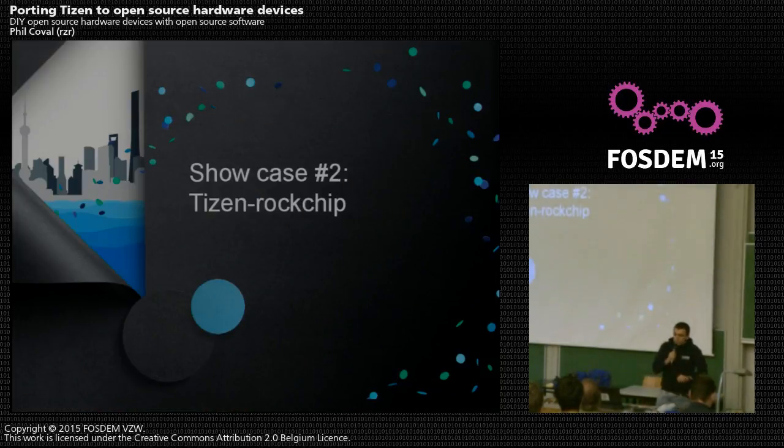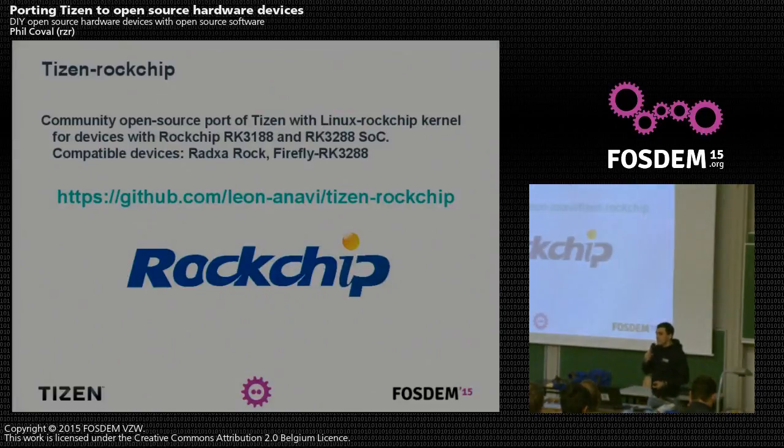So we're moving to the second showcase, and this is called Tizen Rockchip. Rockchip is another Chinese company making systems on a chip. These are low-cost and powerful systems on a chip. Tizen Common runs on a couple of their platforms, RK3188, this is for the Radxa Rock, and RK3288 for the Firefly.